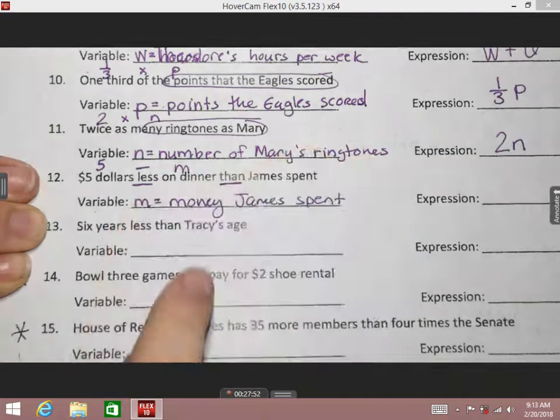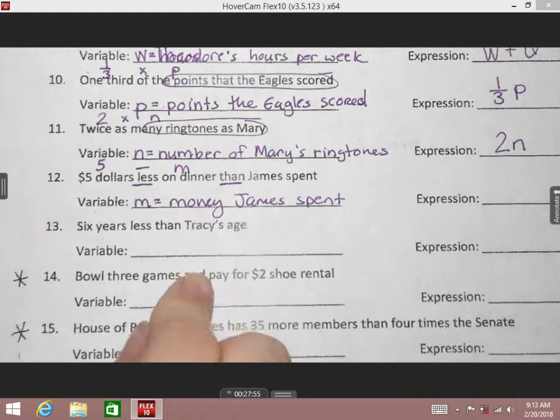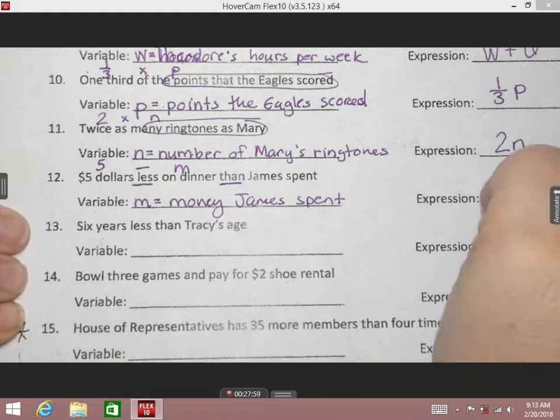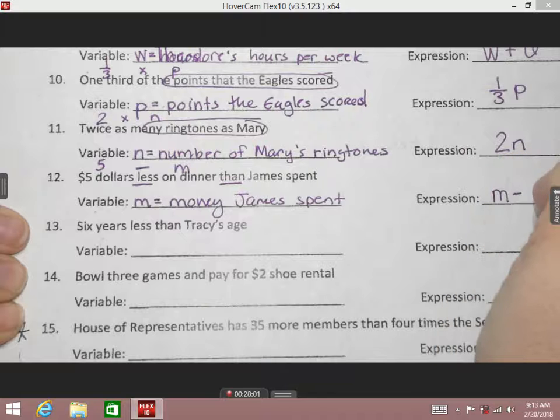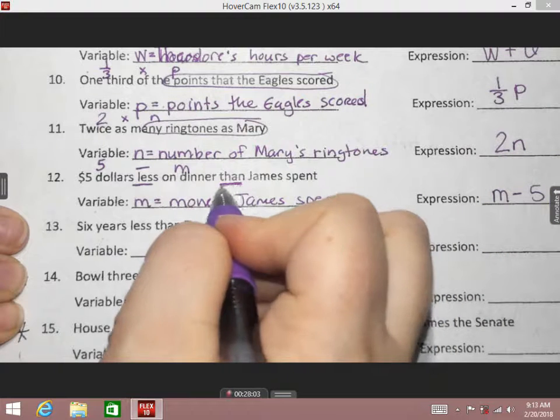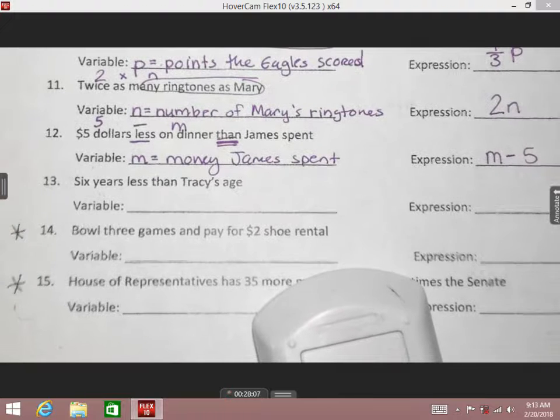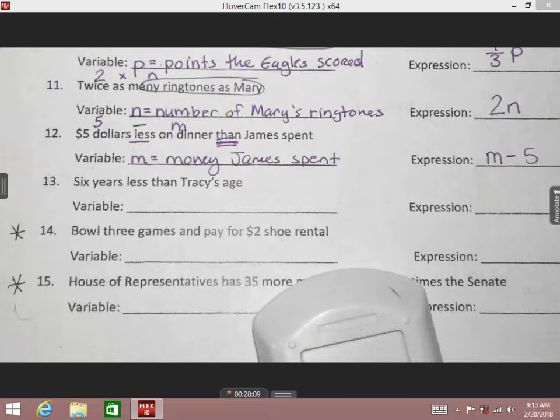Now, is it going to stay in that order? What's it going to be, Emily? M minus 5. M minus 5, because it says than. Guys, the only reason we're flipping these around is because it's saying less than, more than. When it's saying less than something, more than something, we got to know what that something is so we can add and subtract to it.